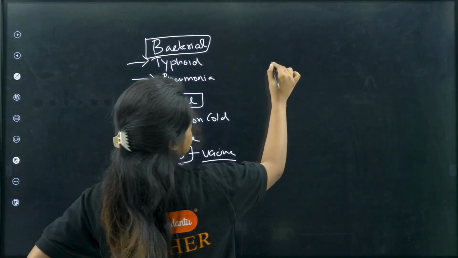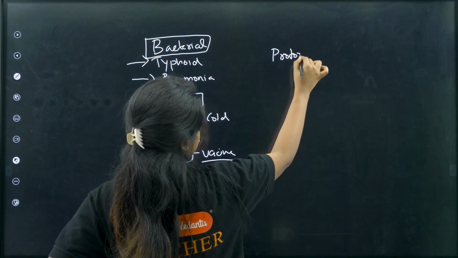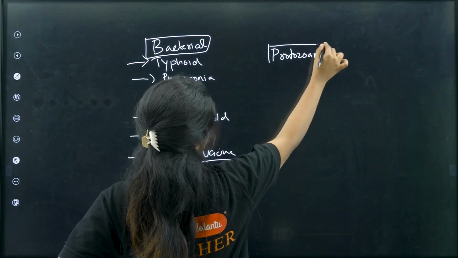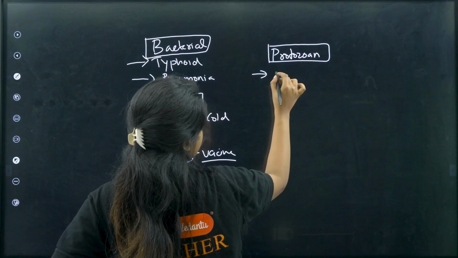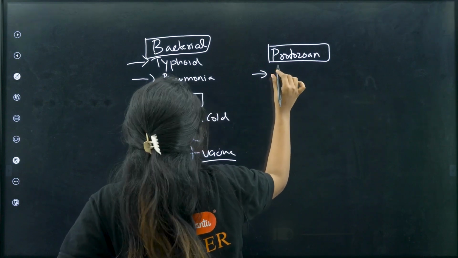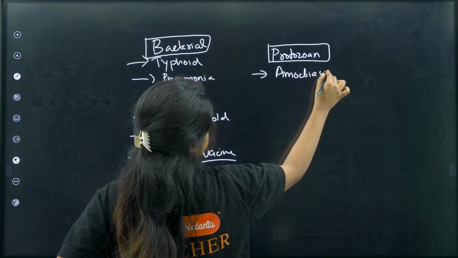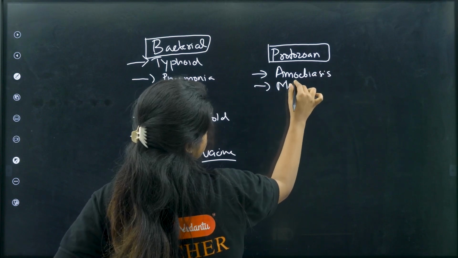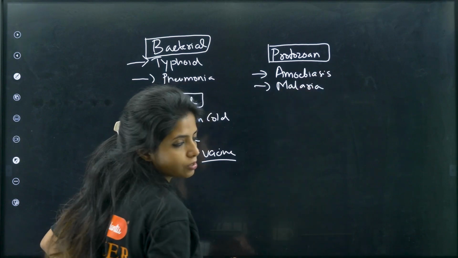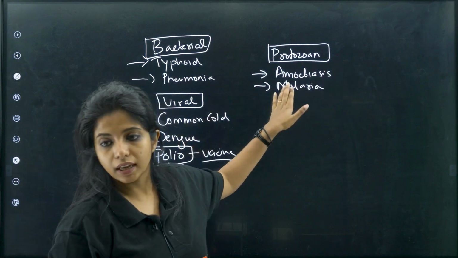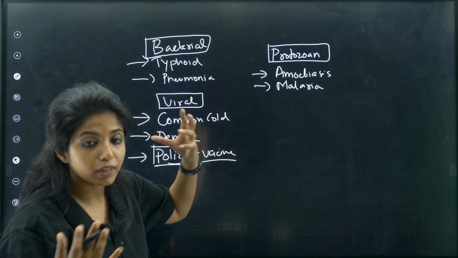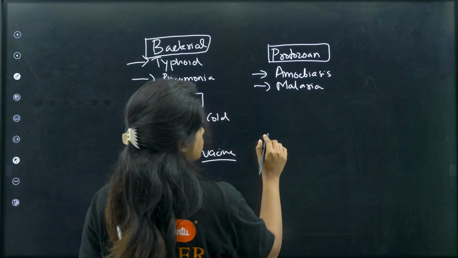Then comes protozoan. So the protozoan diseases that are given are, one, amoebiasis. The other one is malaria. Both are caused by protozoans. So this is Entamoeba histolytica, and malaria is caused by Plasmodium, not by the mosquito. Mosquito just transfers things.